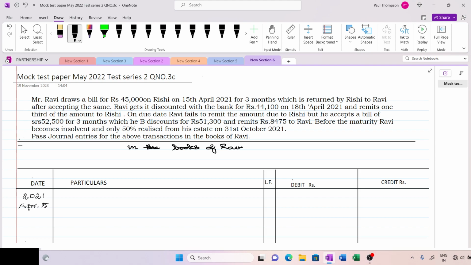We are going to write the journal entries. First thing is that Ravi draws a bill of rupees 45,000 on Rishi and he accepts the same. Date I have put already. So we are going to write here. So then this bill is accepted by Rishi. So for Ravi it is a bills receivable.